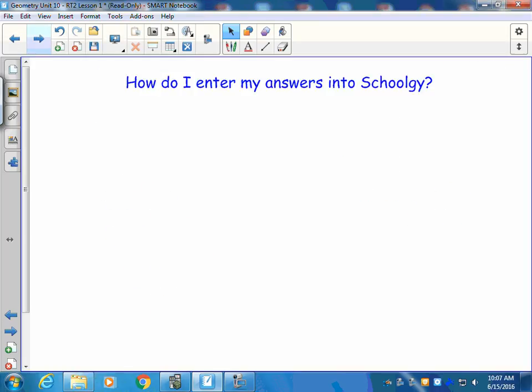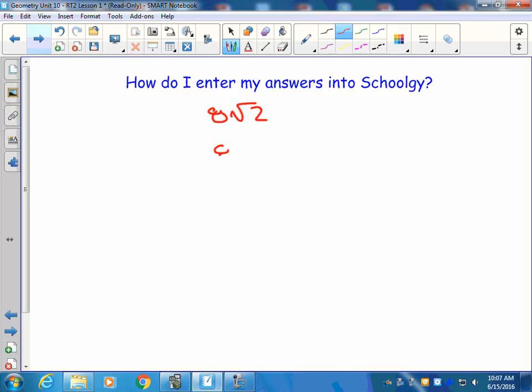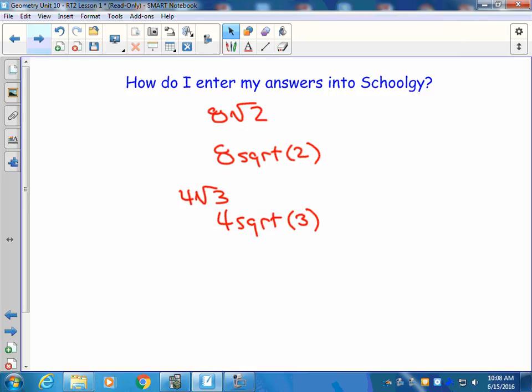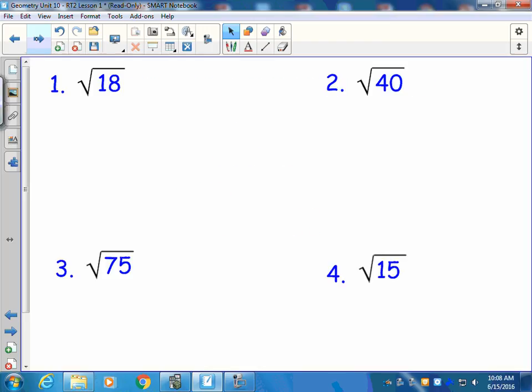Okay, how do I enter my answers into Schoology? So when I have 8 square root of 2, what we want to do is type in 8, SQRT, and then we put the 2 in parentheses. If it's 4 square root of 3, we want to type in the 4, SQRT, parenthesis 3. Okay, no spaces when you're entering these into Schoology.